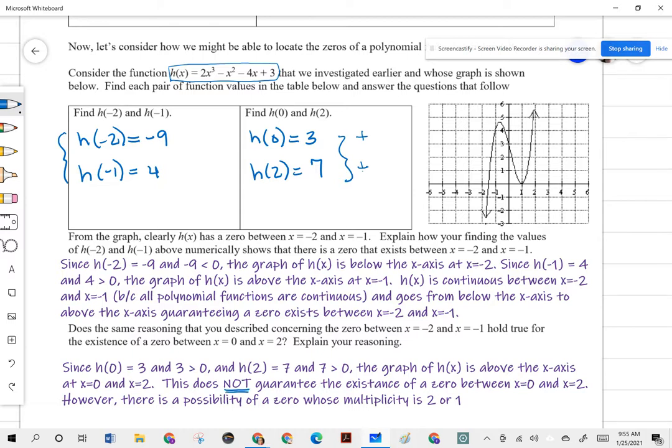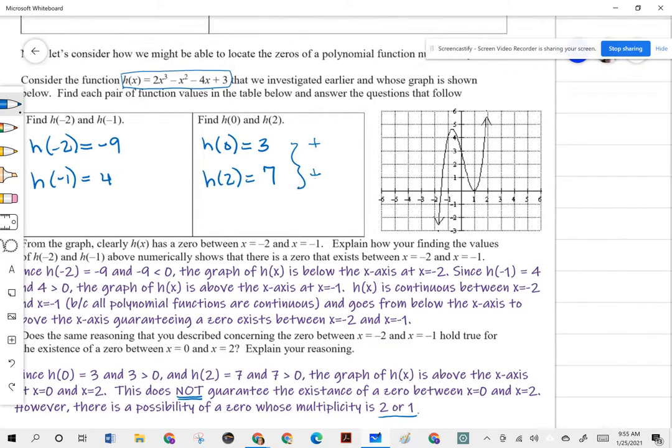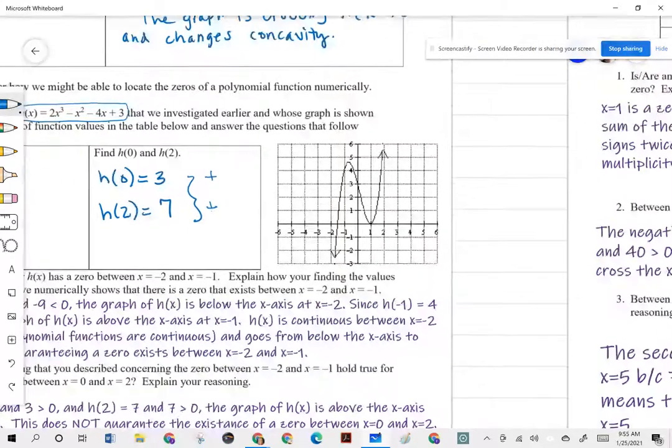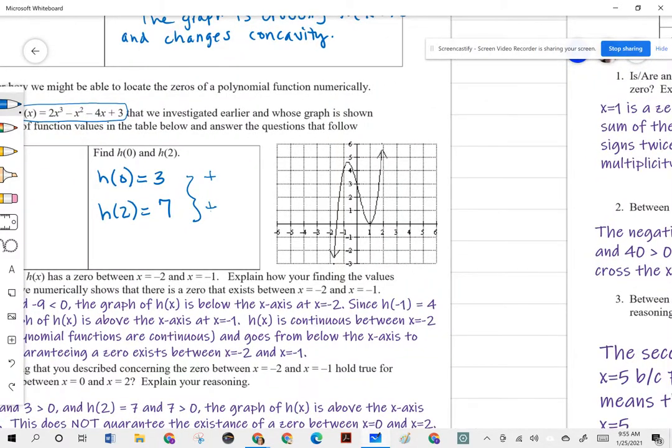This does not guarantee the existence of a 0 between 0 and 2. However, there is a possibility of a 0 whose multiplicity is 2 or 1. So we will get into that, but just because the signs are the same, that does not guarantee that you have an actual real 0 that will cross the x-axis. You can kind of think of this as a counter example here.